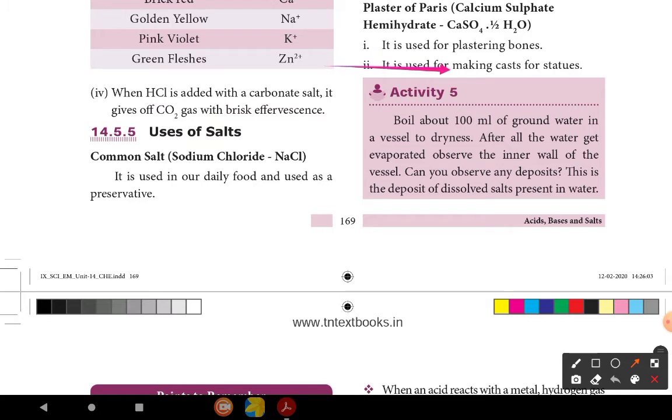Then it is used for making casts for statues, making statues, even for false ceiling, and for making molds. Okay, this plaster of Paris is used.